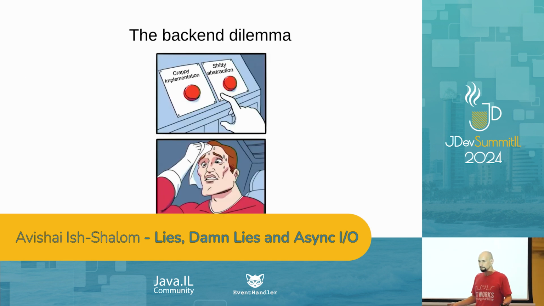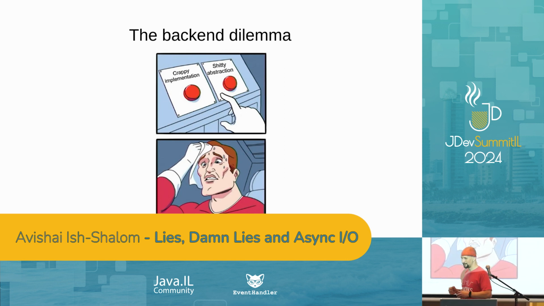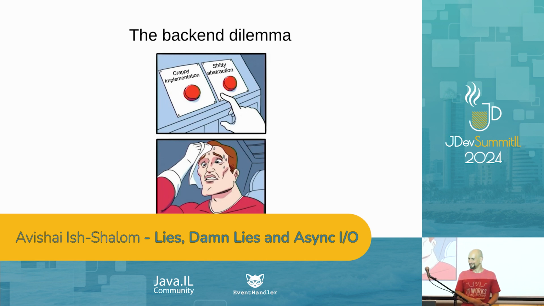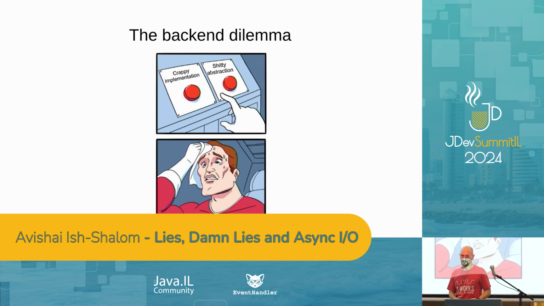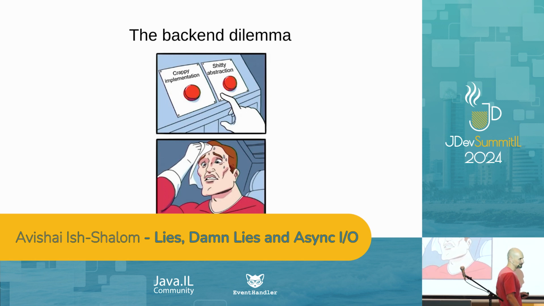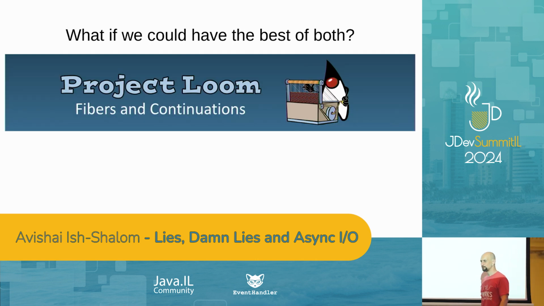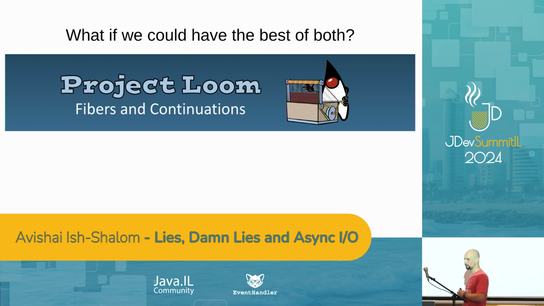So we have a dilemma. When we write a JVM service or some other backend service, we need to choose between a shitty abstraction or a crappy implementation. I don't know about you, I hate this choice. Do we actually have to have this horrible choice? Maybe we can have the best of both worlds.